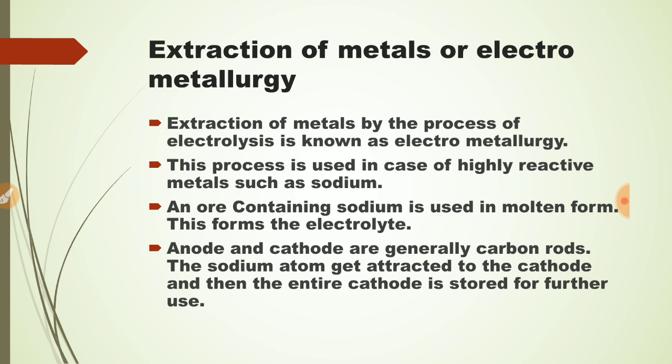This process is used in case of highly reactive metals such as sodium. Sodium is the most reactive metal, and it is extracted by the process of electrolysis. The ore which contains sodium is used in molten form, and it forms the electrolyte. Anode and cathode are generally carbon rods. The sodium atoms get attracted to the cathode because sodium atoms are positively charged ions, when electricity is passed through the molten solution, and then the sodium collected at the cathode is stored for further use.